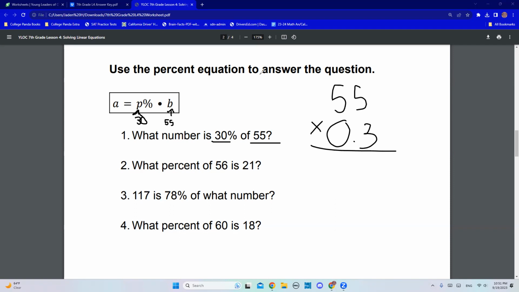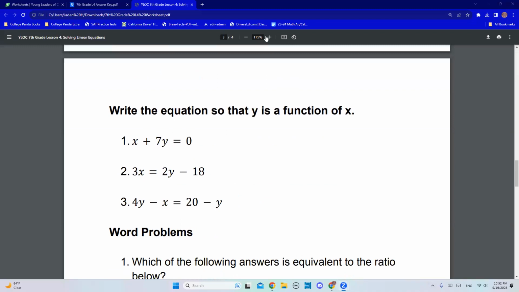So let's solve for that. 5 times 3 is 15. And then 5 times 3 plus 1 is 16. And then you move the decimal down. So your final answer is 16.5. 16.5 is 30% of 55.